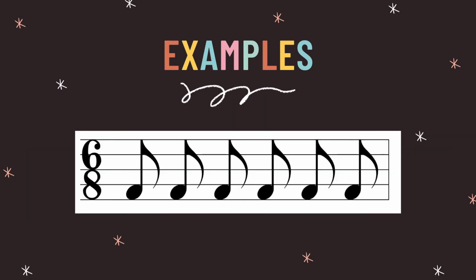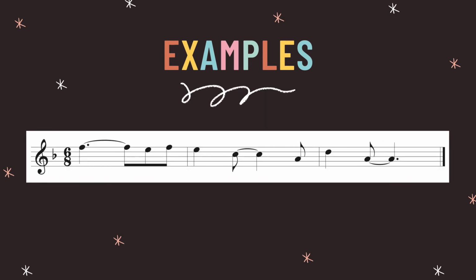Next, we have 6/8 time. This means that there are 6 counts in each measure and the eighth note receives one count. Here's an example of music in 6/8 time. Notice that we don't only have 6 eighth notes in each measure, but each measure adds up to 6 eighth notes.